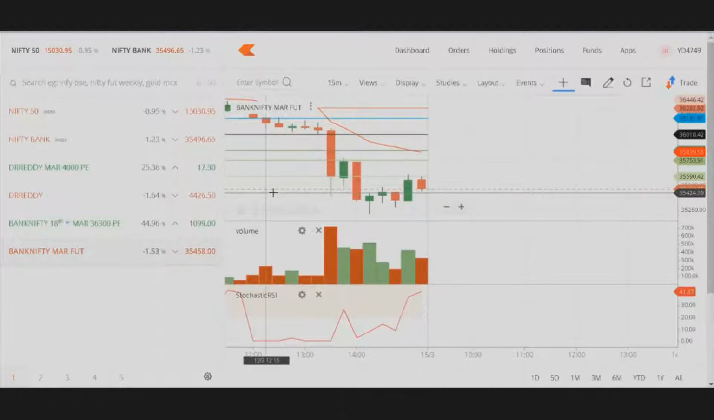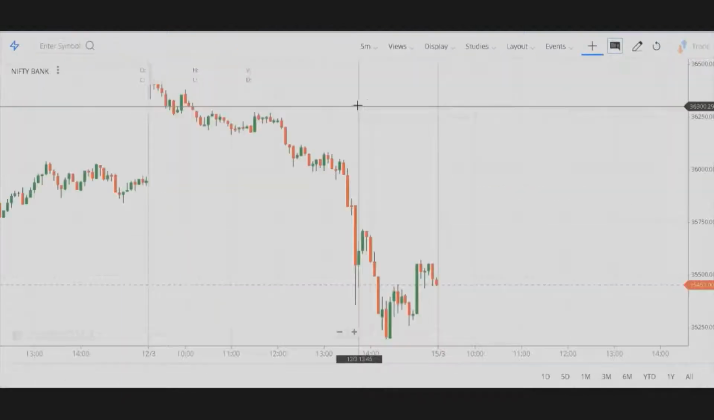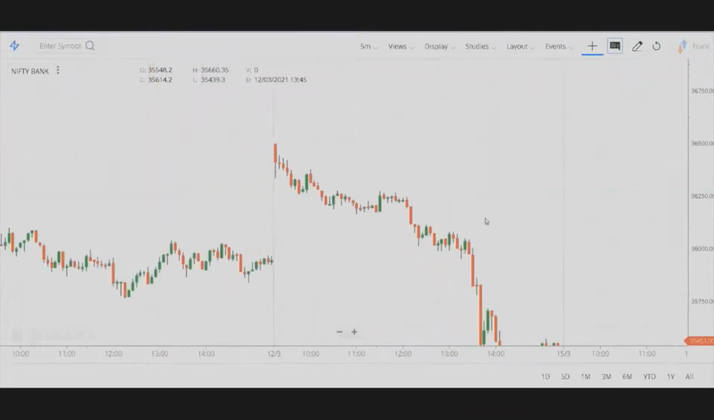So today I wanted to discuss the trending days, how we want to capture the entire movement of a trend, either on the upside or on the downside. It's quite simple. If you open any of the charts, for example, if you're taking the Bank Nifty move today, we can see that this is a clear downtrend.